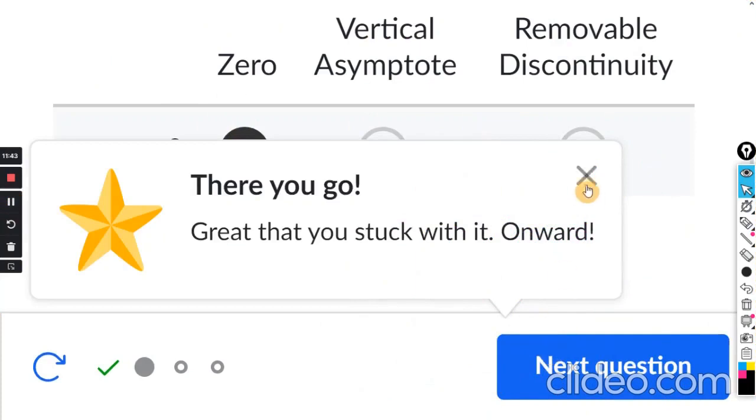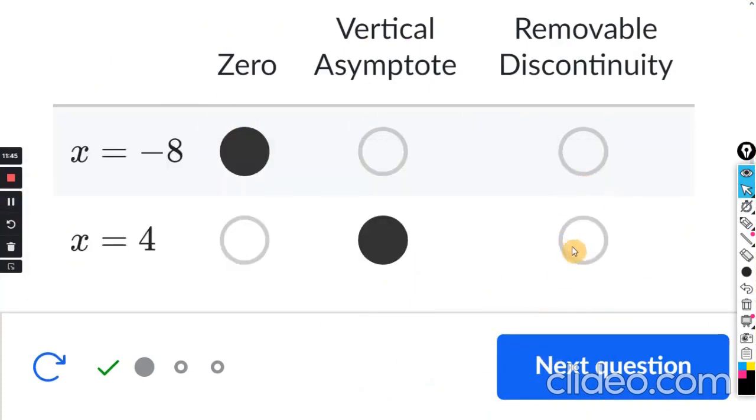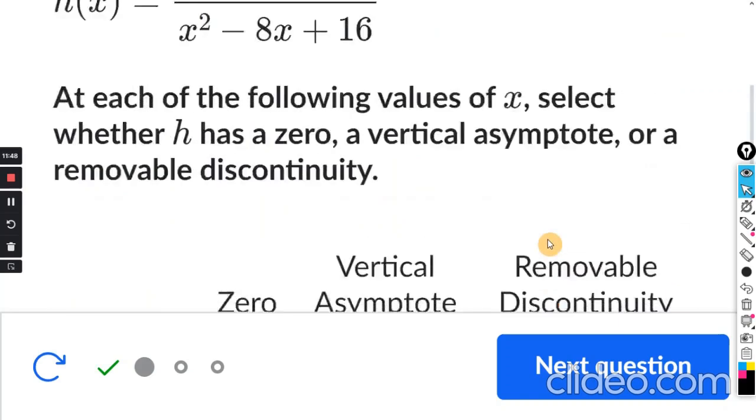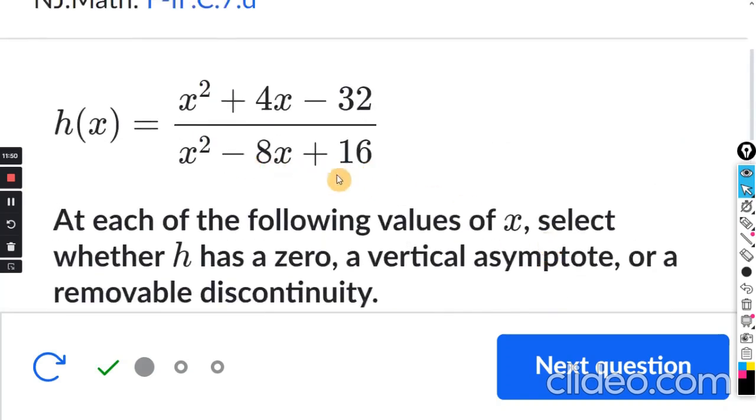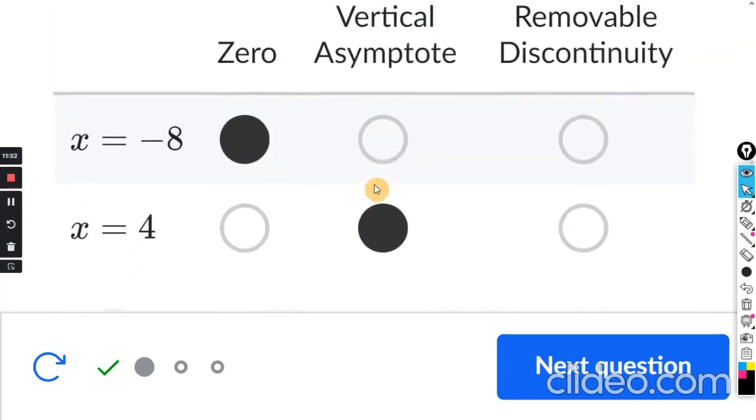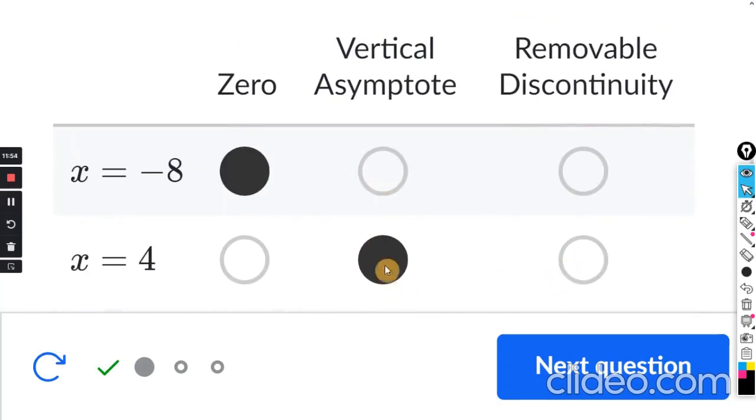So I got it wrong at first because I selected removable discontinuity. But you have to do both zeros in the denominator, and only one of them canceled, one of them was left over.